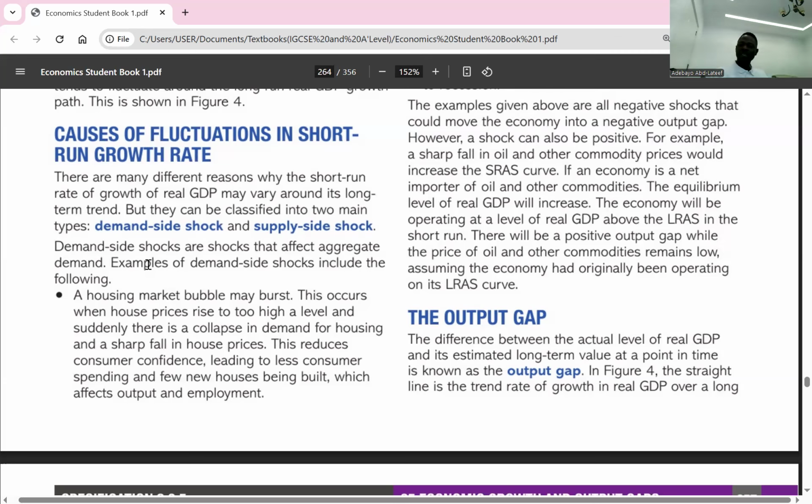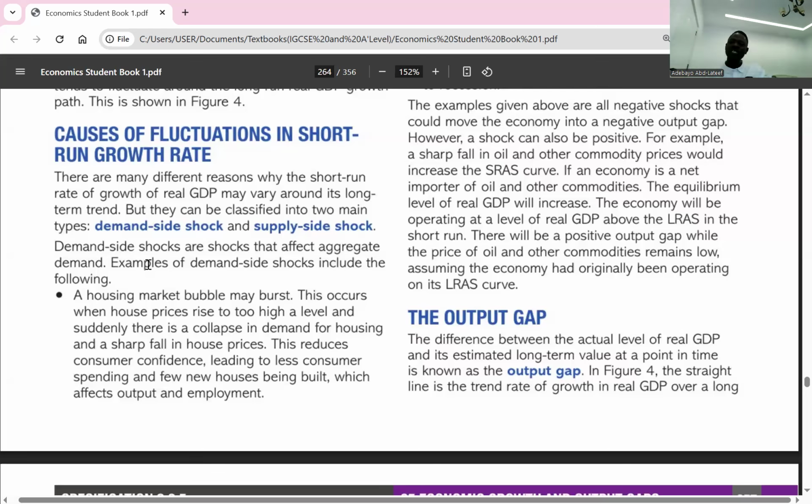So there is an increasing demand for housing. As a result of that, there's a sharp rise in the price of houses. And suddenly, the demand starts falling. And as soon as the demand falls, the price would start to drop. The bubble bursts. So that makes house owners start losing their confidence within the economy. As a result of that, demand reduces, aggregate demand will start falling within the economy, and that will affect both output and employment.